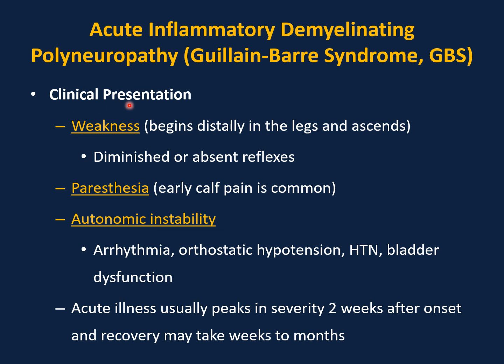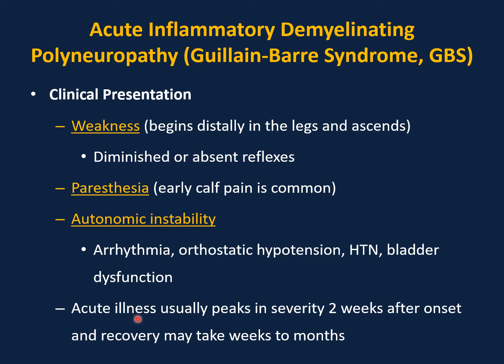Clinical presentation of Guillain-Barré syndrome is weakness. This is the most important symptom, and the weakness starts distally and starts to ascend. So ascending weakness is a key word for Guillain-Barré syndrome. It is associated with diminished or absent reflexes. Absent reflexes is another key word. Paresthesia or pain, especially in the lower leg, is common. Autonomic instability can occur in severe cases, like arrhythmia, orthostatic hypotension, hypertension, bladder dysfunction.